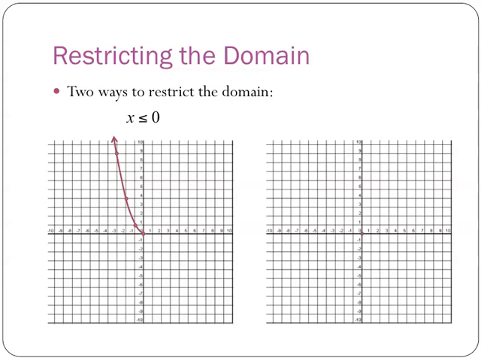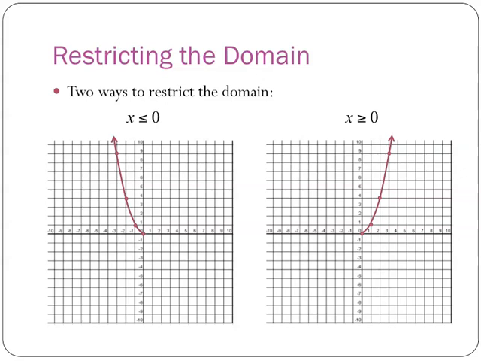Another way to restrict the domain is to take the other side, the right-hand side, from 0 to all the positive numbers, and that would be restricting it to being x greater than or equal to 0. And again, in this case, graphically, you can see how this passes the horizontal line test, so you know that the inverse is going to pass the vertical line test, so the inverse will be a function.